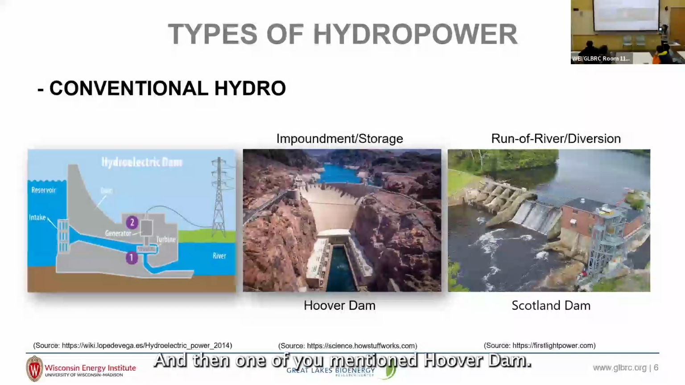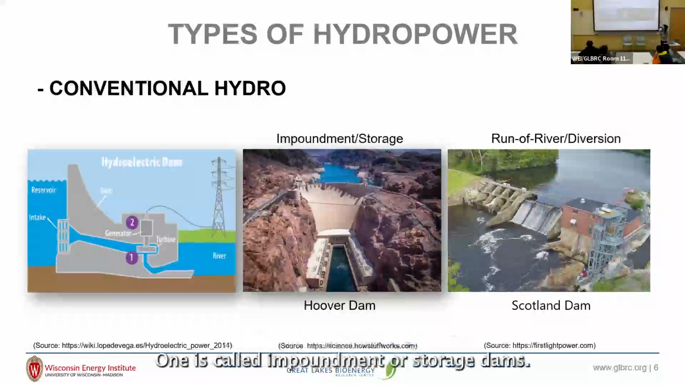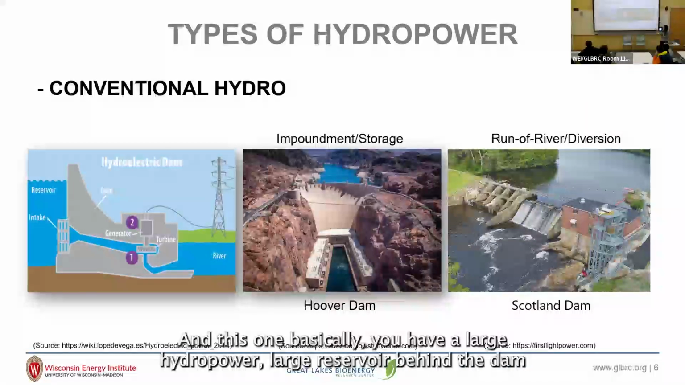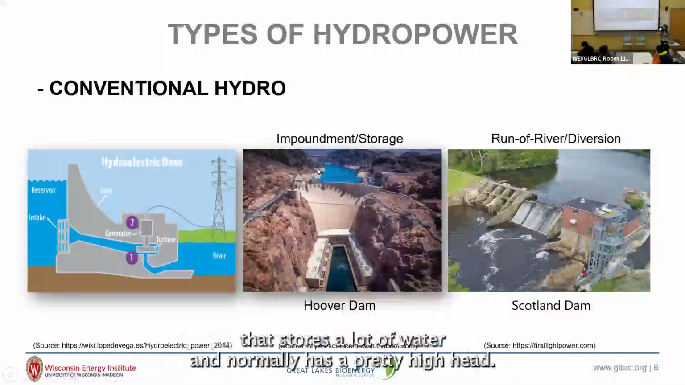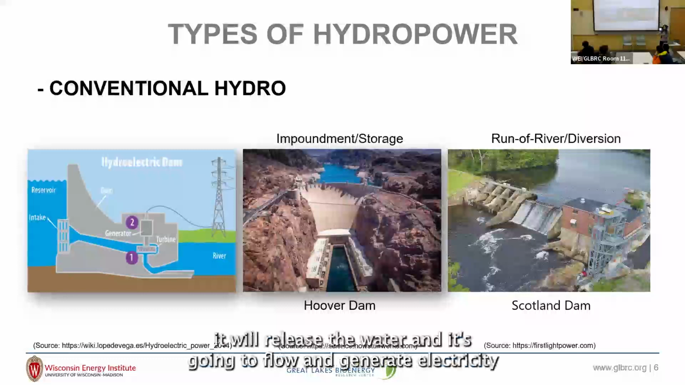And then one of you mentioned Hoover Dam. So there are 2 subcategories of hydropower. One is called impoundment or storage dams. Basically you have a large reservoir behind the dam that stores a lot of water, and normally it has a pretty high head. So it stores that static energy. When you need it, it releases the water, and the water flows and generates electricity.